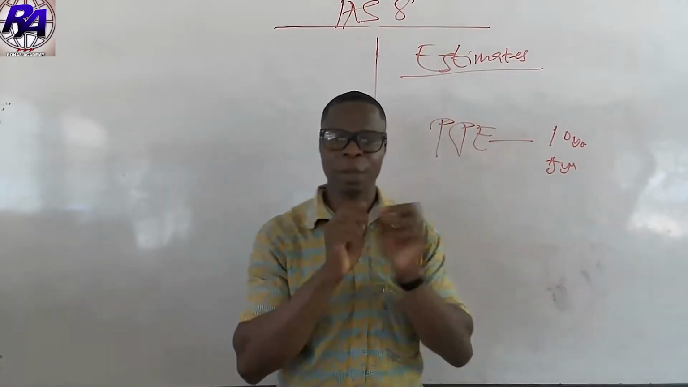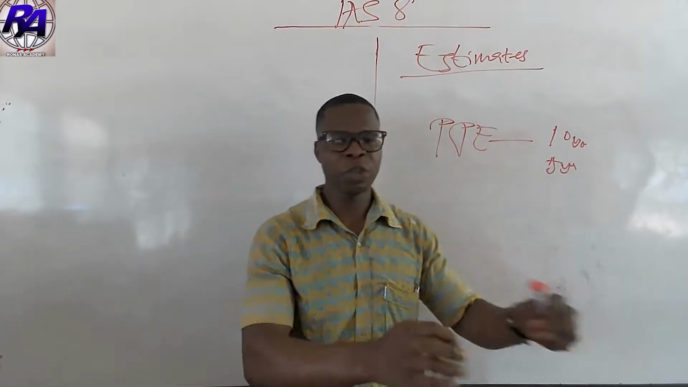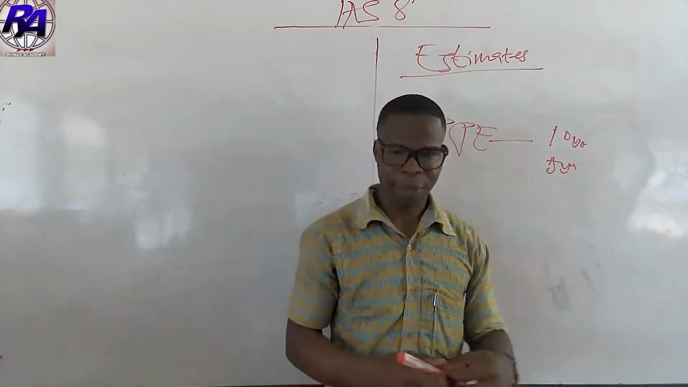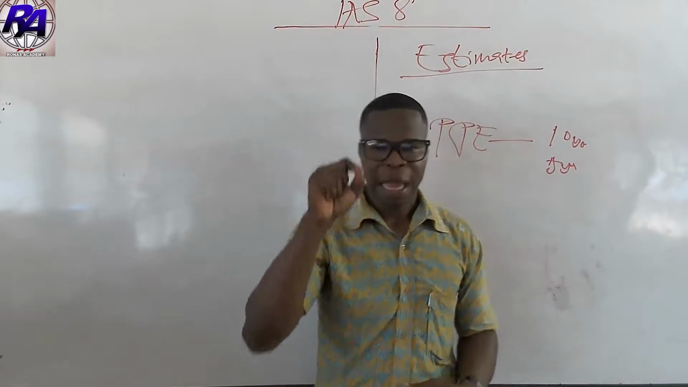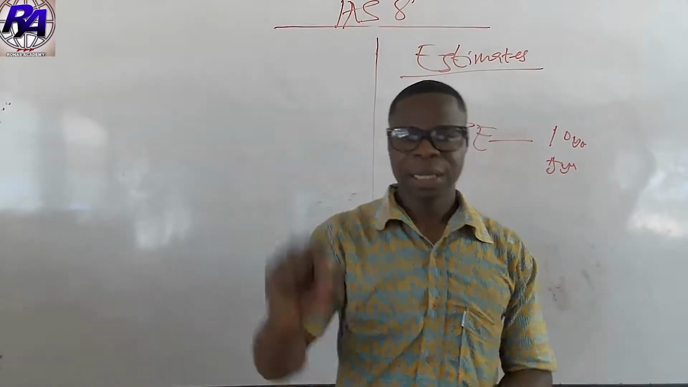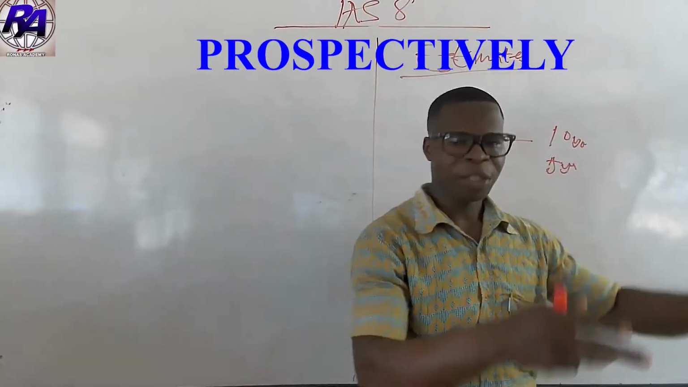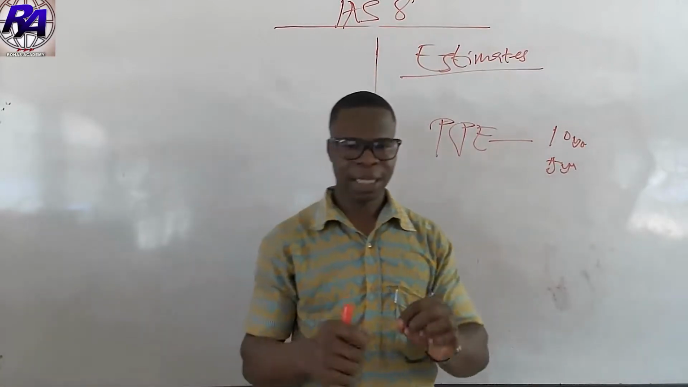Therefore, it is not a policy, but an estimate. Now that we know how to identify an estimate and also differentiate it from a policy, we are going to look at how to treat estimates. Accounting estimates are supposed to be treated prospectively. So whilst accounting policies are treated retrospectively, accounting estimates are treated prospectively.